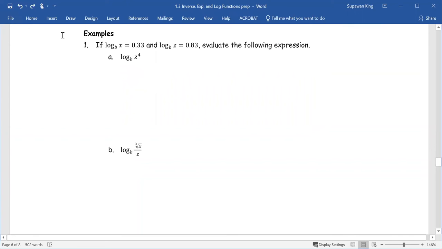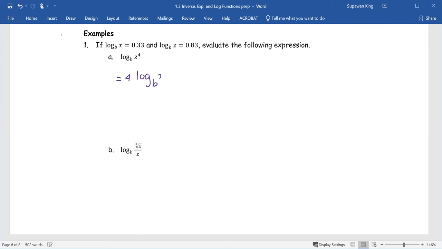If log base b of x is 0.33 and log base b of z is 0.83, evaluate the following expression. Part A, log base b of z to the power of 4. We apply the power rule: 4 as a coefficient multiplied by log base b of z. Next, we replace the value of log base b of z by the value 0.83. Simplify the number, we get 3.32 as a result.